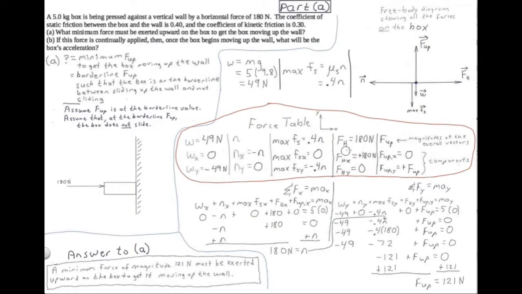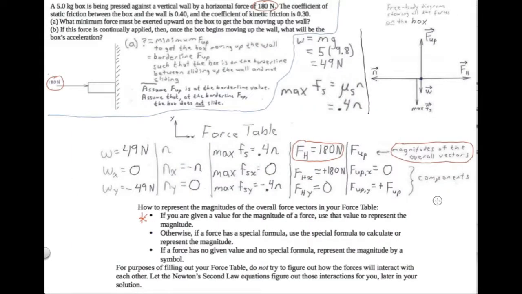Now we work on the force table. We are given a value for the magnitude of the horizontal force, 180 newtons. So we write that value in the first row of our force table.